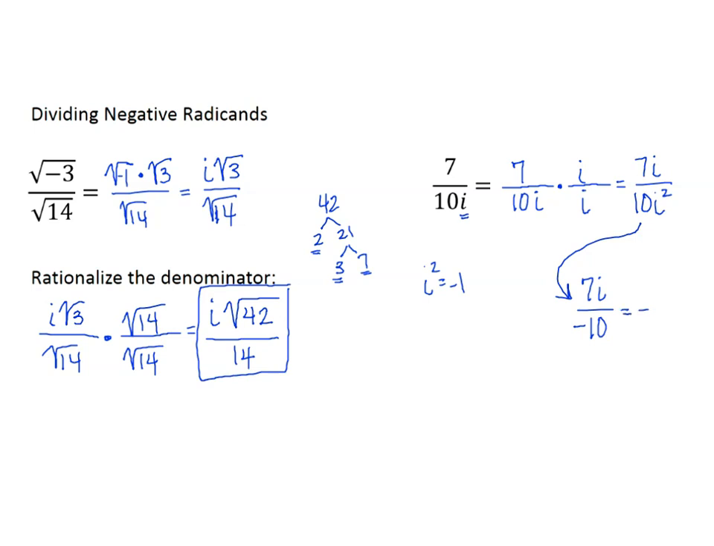Or we could just write it as -7/10 i. Or we could write it as -7i over 10. They're all equivalent. Whether you put the negative on the bottom, out in front, or on the top, they're all the same. And we've rationalized the denominator.